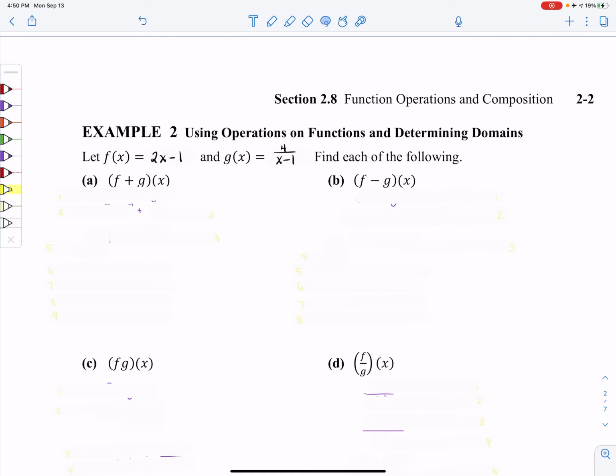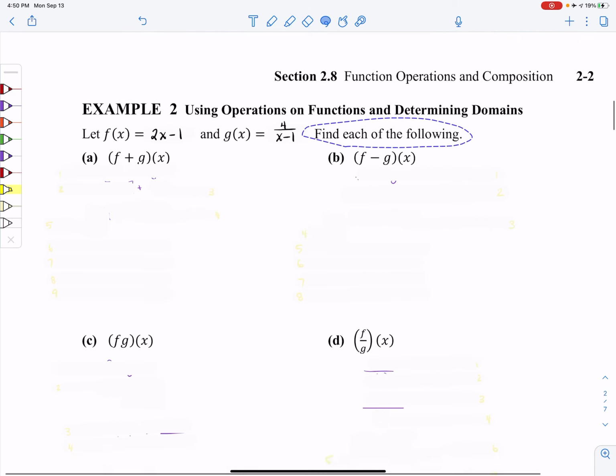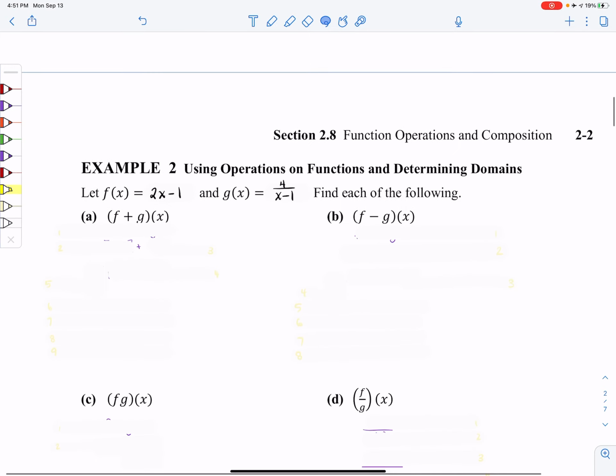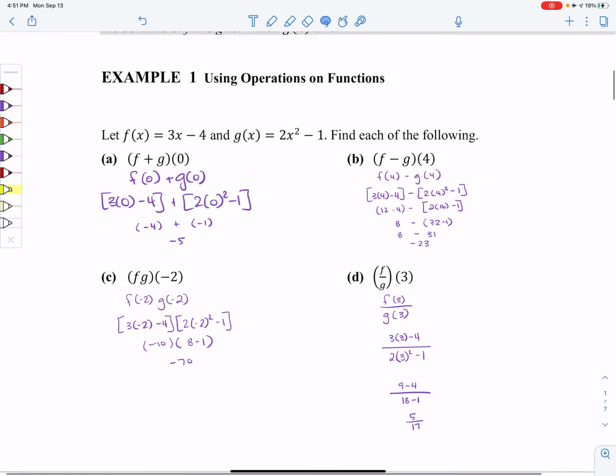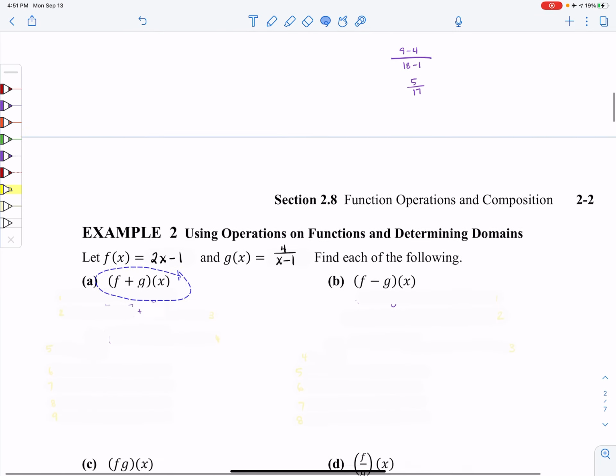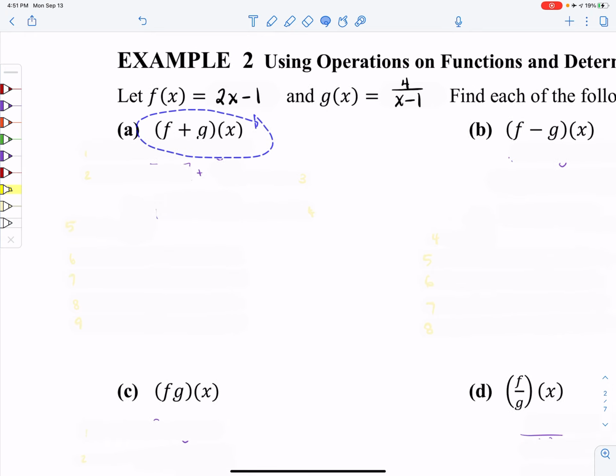Notice that we're doing two things. First of all, I'm asked to find each of the following. And then secondly, I'm asked to give the domain of each of those in parts A through D. And there's something else that's different here as well. Notice that this doesn't say f plus g of, like, 3. This says f plus g of x. So we would say that what we're doing is we're finding a generic new function as opposed to something specific. All of these up here were specific new functions because we were plugging in actual numbers. Here we're not plugging in actual numbers.